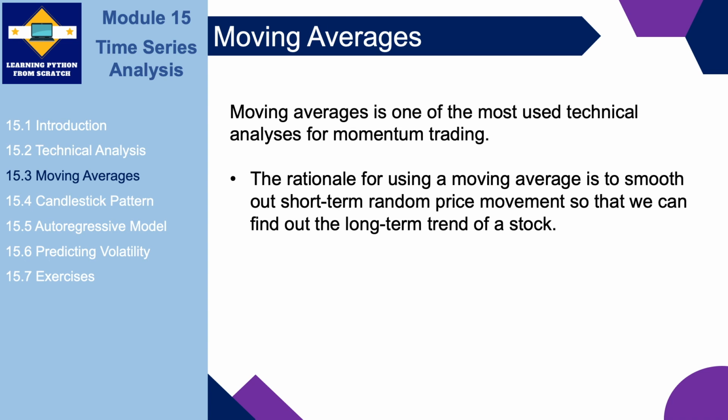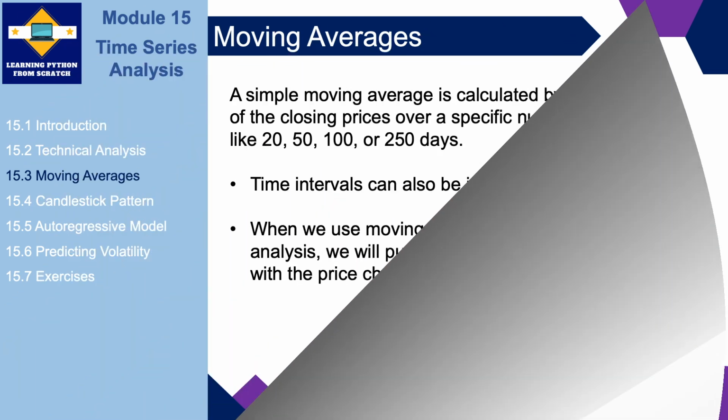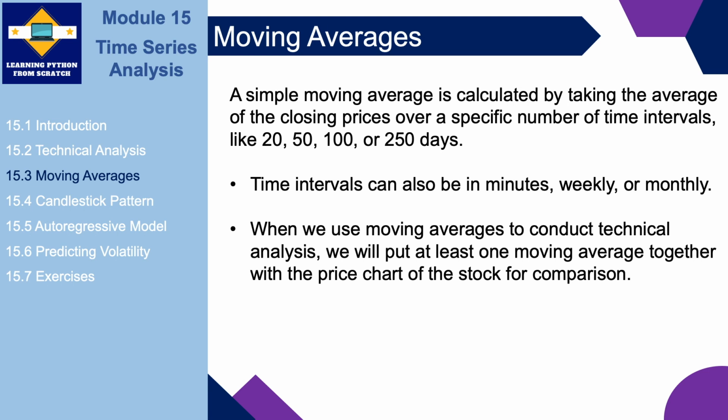Moving averages is one of the most used technical analysis for momentum trading. The rationale for using a moving average is to smooth out short-term random price movement so that we can find the long-term trend of a stock. A simple moving average is calculated by taking the average of the closing prices over a specific number of time intervals, like 20, 50, 100, or 250 days. Time intervals can also be in minutes, weekly, or monthly.